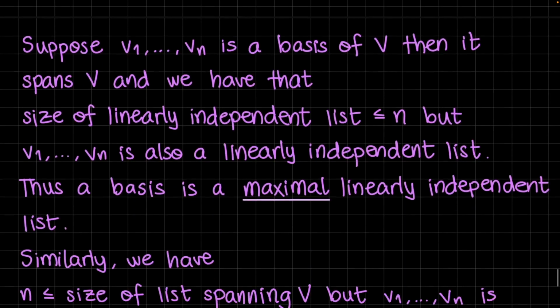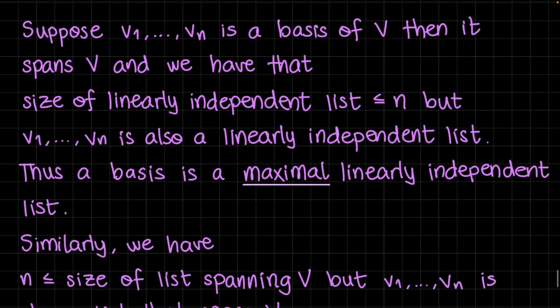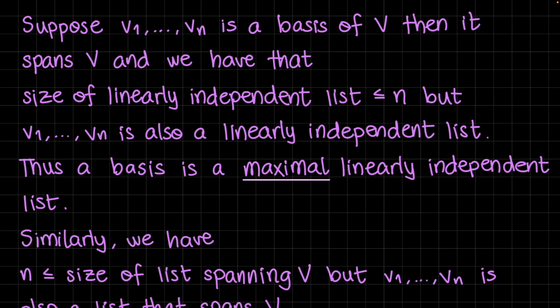Now, before I end this video, a small punchline about bases. Suppose V1 through Vn is a basis of V, then it spans V, of course. And using this inequality from the last video, that the size of a linearly independent list must be less than or equal to the size of a spanning list, we know what the size of this spanning list is. It's n. And we said it's a spanning list because it's a basis. So we have the size of a linearly independent list is less than or equal to n.